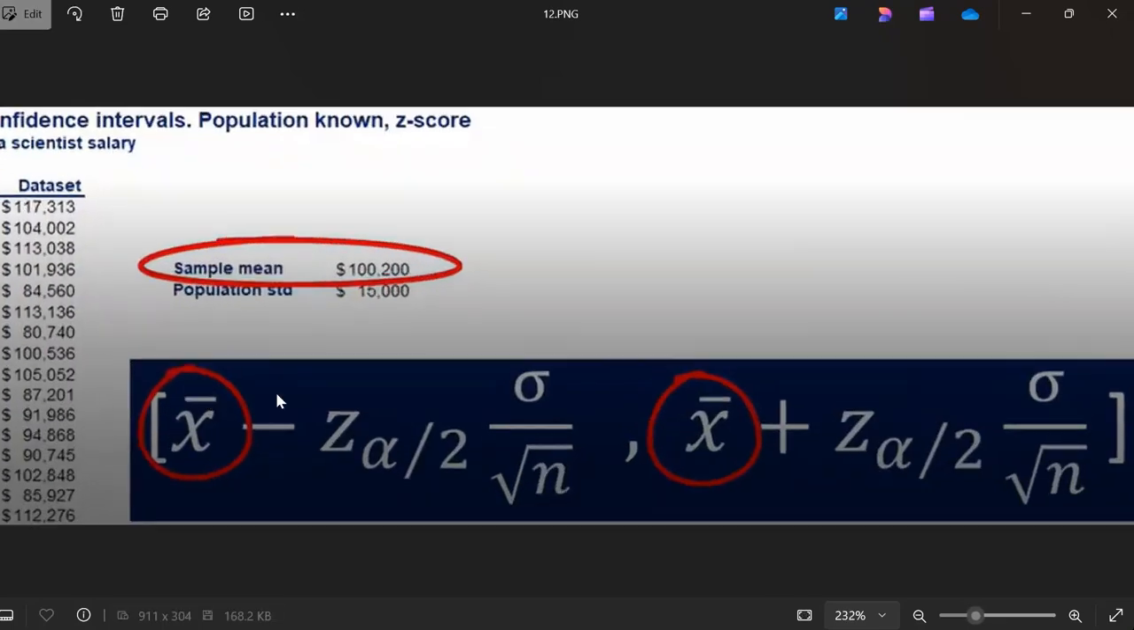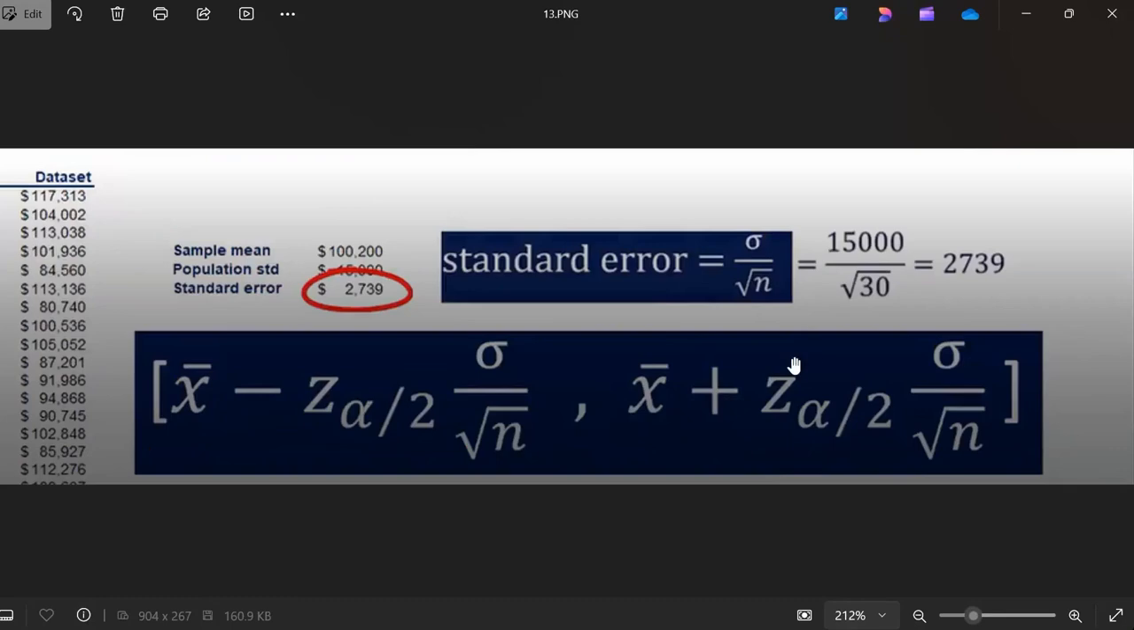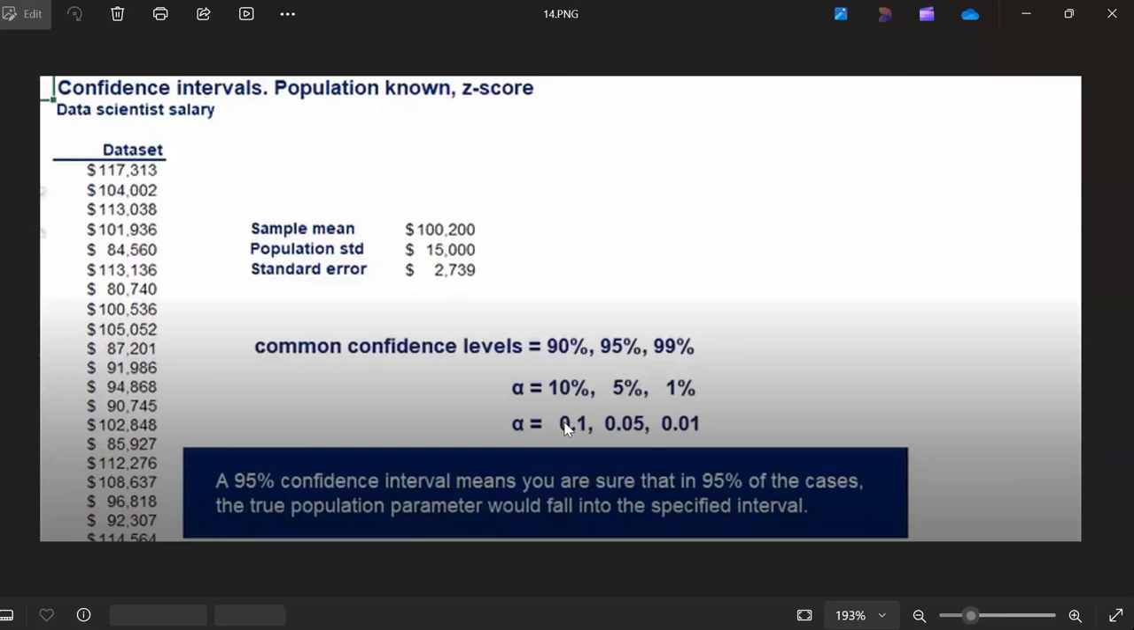Next one. This is the formula to compute the confidence interval: X bar minus G alpha by 2 into sigma by root n, X bar plus G test. Here, for the standard error, how many people did we ask? 30 samples. So for the standard error we have 15,000 divided by 30. We got this part now.